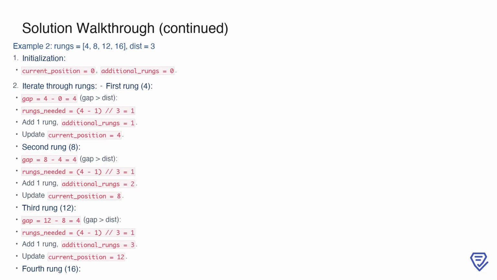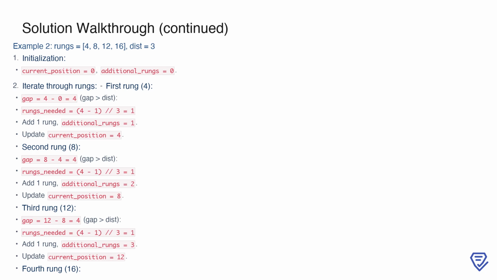Starting with current position at 0 and additional rungs at 0, we begin evaluating the rungs. The first rung is at position 4, and the gap from the ground is 4, which exceeds dist. To address this, we calculate (4 - 1) / 3 equals 1 additional rung, bringing additional rungs to 1. We then move current position to 4.